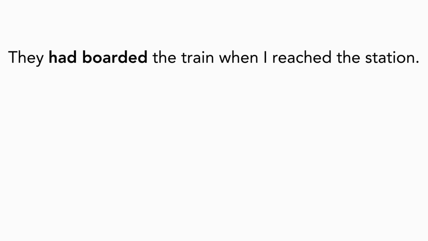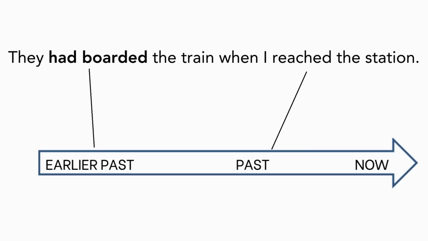Another example: they had boarded the train when I reached the station. In this sentence, the action of boarding the train, past perfect tense, had boarded, was completed before the specific point in the past, which is when I reached the station. As shown in the timeline, we are already talking about the past which is reached and want to talk about an earlier past which is had boarded.